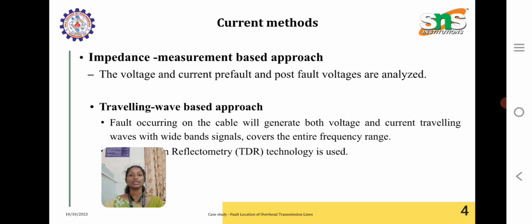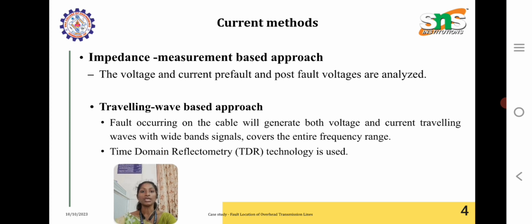So what are the two methods? The impedance measurement based approach and the traveling wave based approach. In the impedance measurement based approach, the pre-fault and post-fault voltages and currents are analyzed, and based on the voltage levels, that approach gives where the fault has occurred. The traveling wave based approach is based on the frequency range, and the technology used is time domain reflectometry. A fault occurring on the cable will generate both voltage and current traveling waves with wide band signals, and based on that value, we analyze where the fault point has occurred.